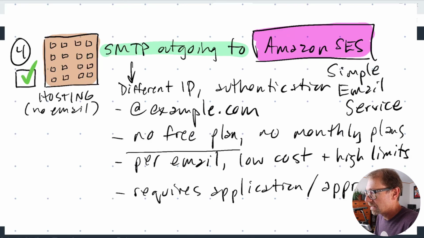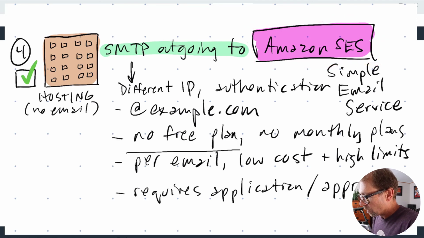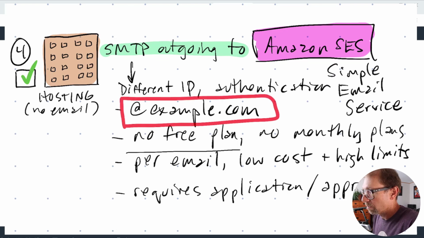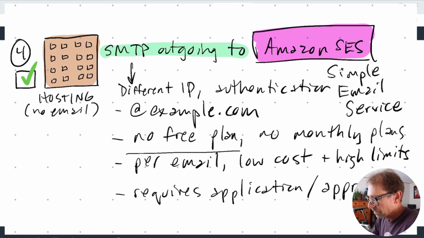And so back to the iPad here, the best way to set up transactional email is with a professional service that costs something. It doesn't have to cost very much. But what you've got with Amazon SES is a very low cost, different IP, authentication, and email at your custom domain name. And so that is a good overview about how transactional email is set up and the best ways to do it.